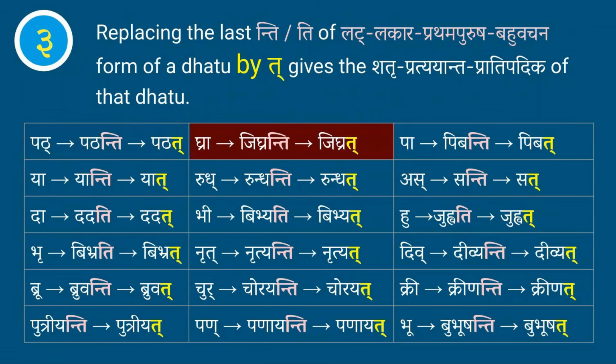Similarly, ghra plus shatru becomes jigrat and pa plus shatru becomes pibat. A few examples where a terminal ti is replaced by ta are da plus shatru becomes dadat, bhi plus shatru becomes bibhyat, and hu plus shatru becomes juhvat. The other examples can be worked out in the same way. Now that we know how to create a Shatru Pratyayanta form, the next step is to learn how to actually use this form.